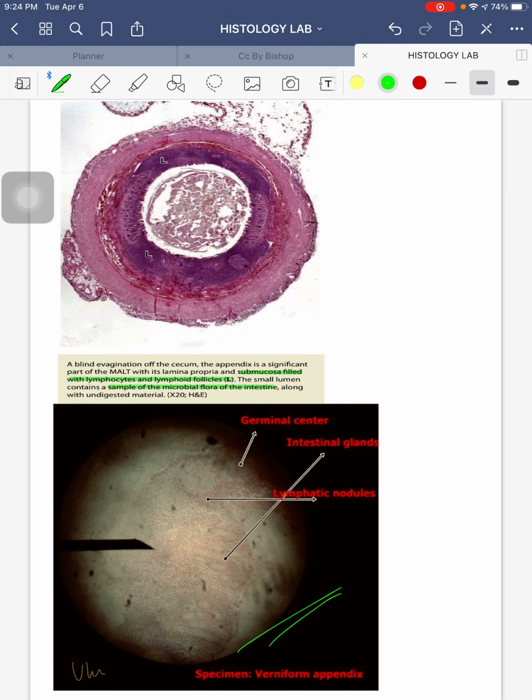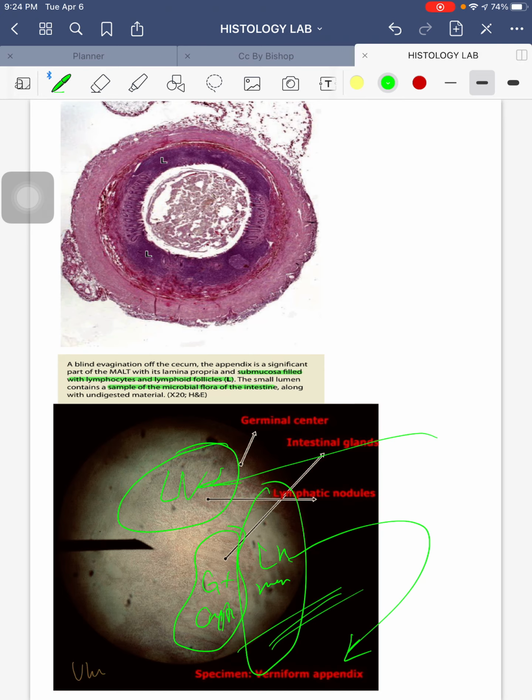Here, this is a slide from the laboratory. You see lymphatic nodules here. So lymphatic nodules, you see your glands and crypts. Glands plus crypts. And there's a lumen. So that's immediately identify the specimen, vermiform appendix. Identify structure pointed at: lymphatic nodule.